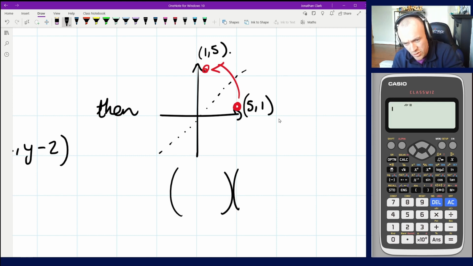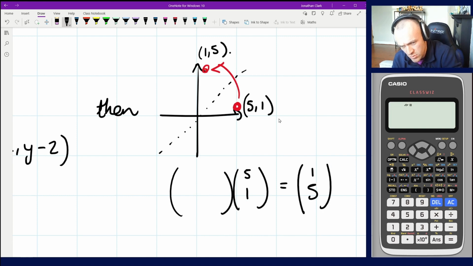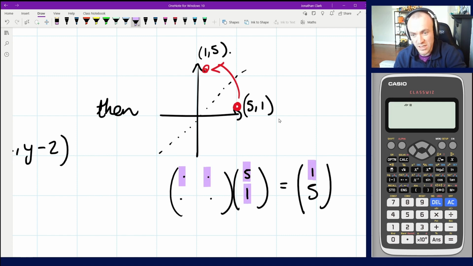So if you're trying to work out what the matrix is, what numbers to put in here, you just need to think about how this is going to multiply. You need to do something times 5, then something times 1. It gives you 1. You need there to be a 1 there and a 0 there. So you can kind of work out what the matrix needs to be by following this through.